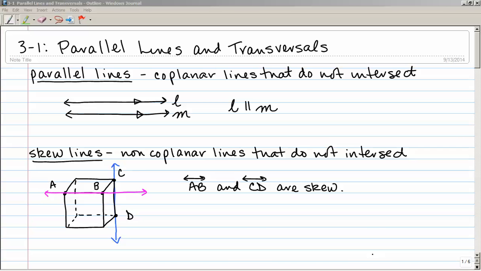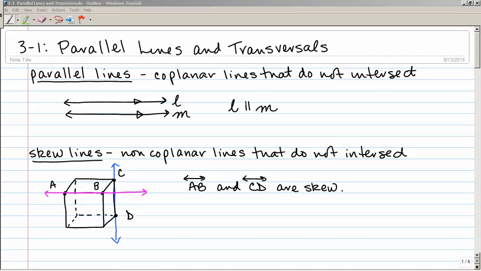Section 3.1 is on parallel lines and transversals. Parallel lines are coplanar lines that do not intersect each other. So in this picture right here, lines L and M are parallel to each other. When we're writing it out, L and M, we use two vertical parallel lines to symbolize parallel.